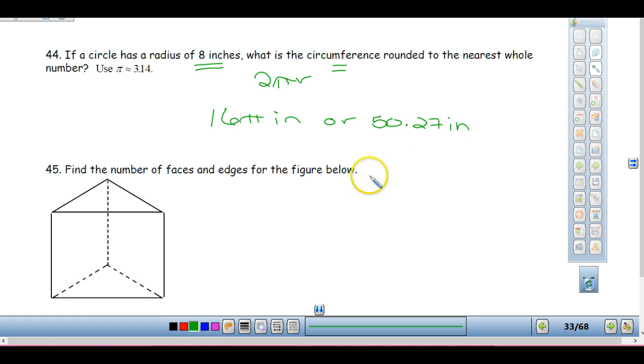Alright, now we are to the three-dimensional figures that you are going to have to use your formula sheet for. Okay, we are going surface area.